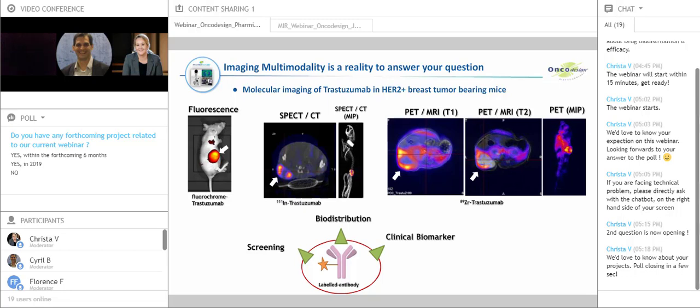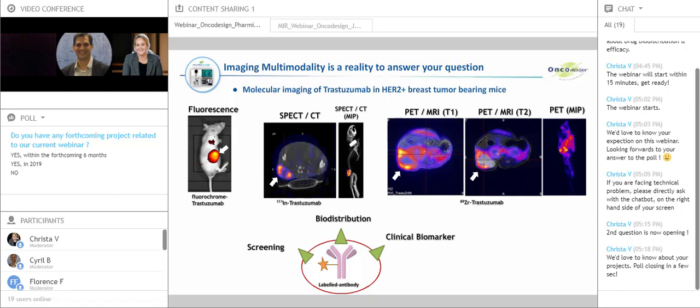Here is just an overview when you want to do a biodistribution. Usually the first step could be fluorescence if you just want to screen your different antibodies, different fragments, whatever your biomolecule is. This is the simpler way to screen molecules, although autofluorescence might clearly impact the biodistribution of your compounds. Anyway, this is the cheapest and fastest way if you have many antibodies to screen.